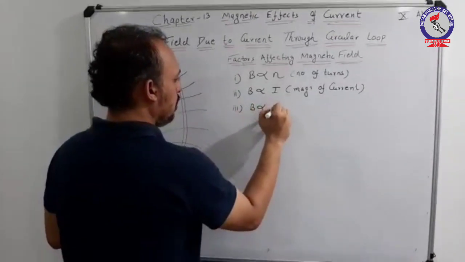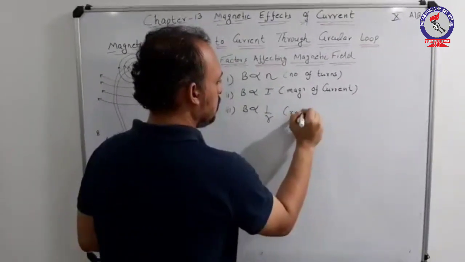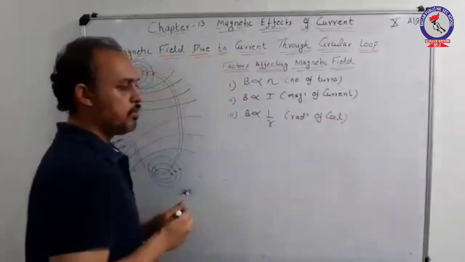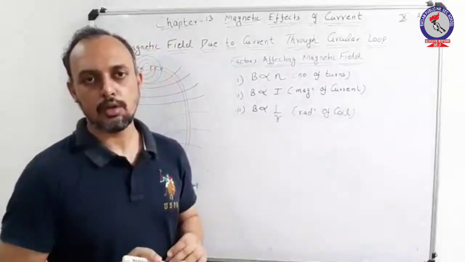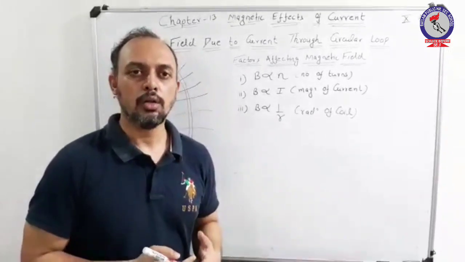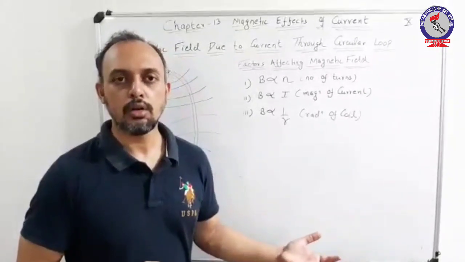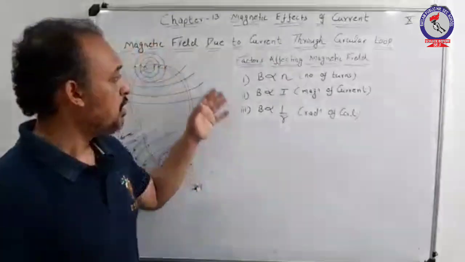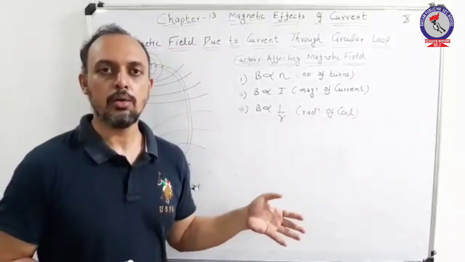Another important parameter: magnetic field is inversely proportional to the radius of the coil. R stands for the radius of the coil, which implies that greater the radius, smaller will be the strength of magnetic field. Or you can say, as you move away from the conductor, the strength of magnetic field decreases. This concept you have already studied in the previous section while we were going through the straight conductor. So these are the three basic factors on which the field due to a circular coil depends.